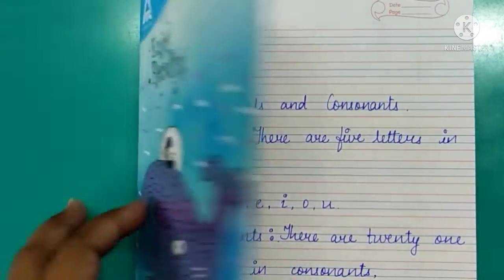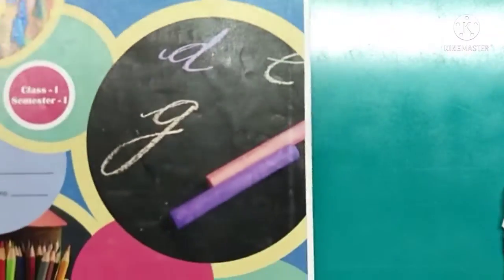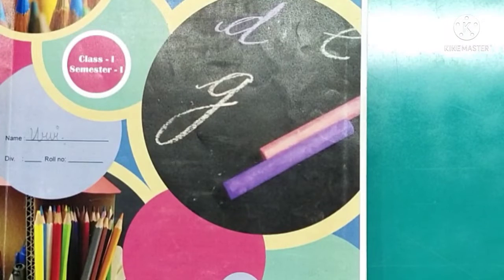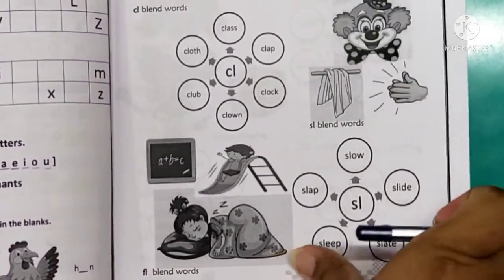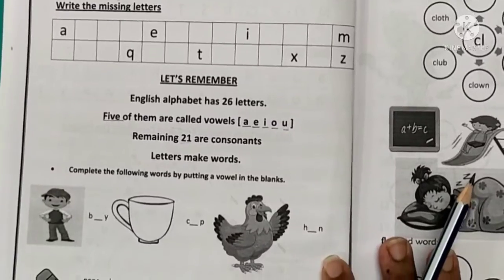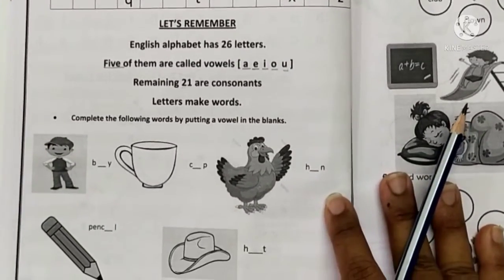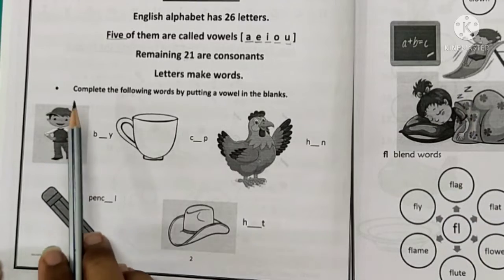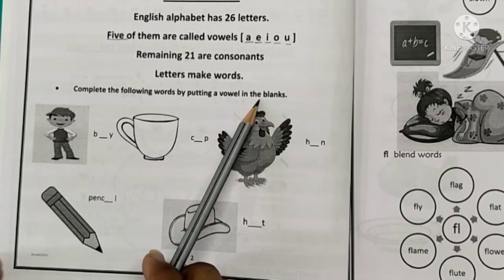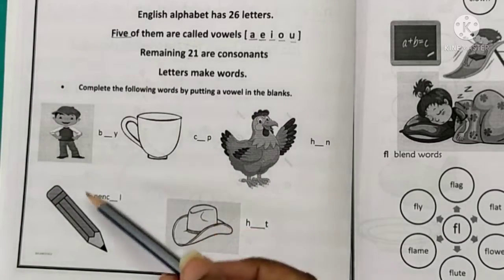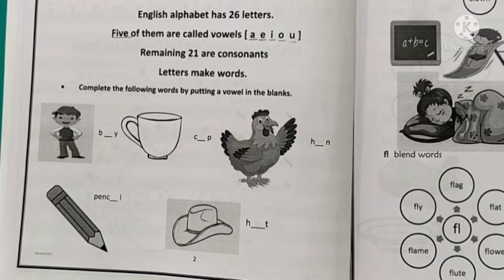Now again come to your textbooks. Come to page number 2. After the topic, you are given a small exercise: complete the following words by putting a vowel in the blanks. You are given some words with blanks. You have to complete them by putting a vowel.